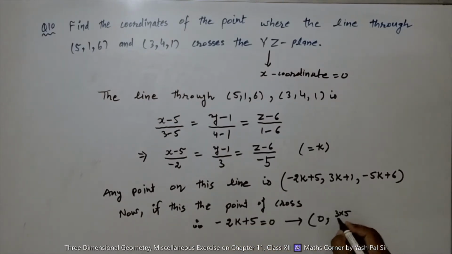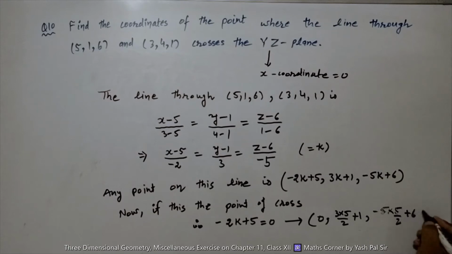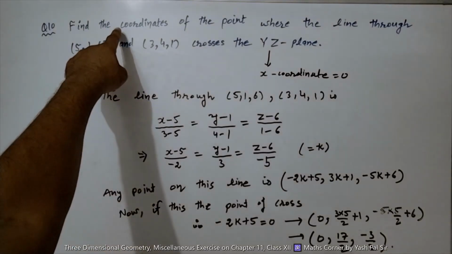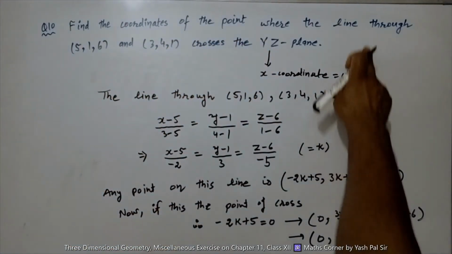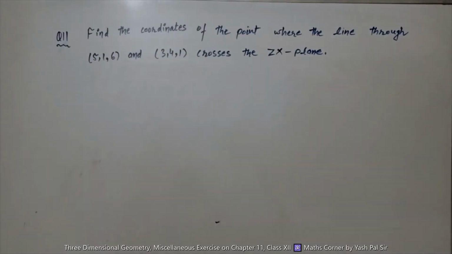So we put 3 into 5 upon 2 plus 1 comma minus 5 into 5 upon 2 plus 6. So this is equal to 0 comma 17 upon 2 comma minus 13 upon 2, since 6 into 2 is 12 minus 25, over 2. So this is the required point, the coordinates of the point where the line through these 2 points crosses the YZ plane.